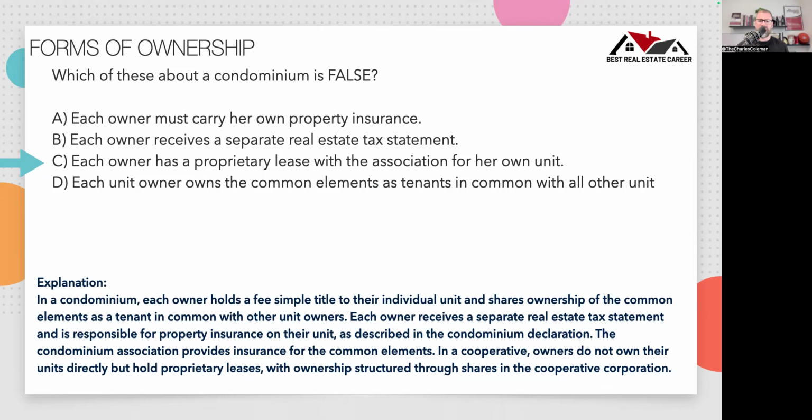Each owner receives a separate real estate tax statement and is responsible for property insurance on their unit, as described in the condominium declaration. The condominium association provides insurance for the common elements. In a cooperative, owners do not own their units directly, but hold a proprietary lease with ownership structured through shares in a cooperative corporation.